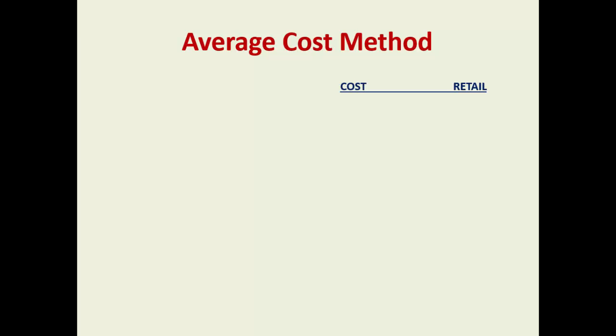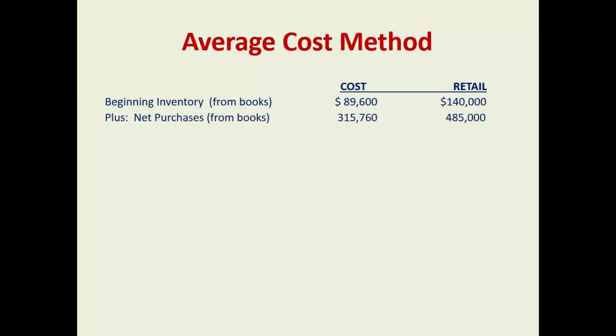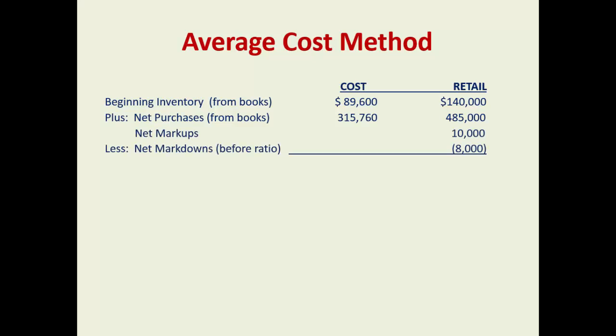So average cost, make a column for cost and retail. You have your beginning inventory, cost, and your sales price. Net purchases, net markups, less markdowns, and notice this is before you calculate that ratio. That's the key for the average cost method.